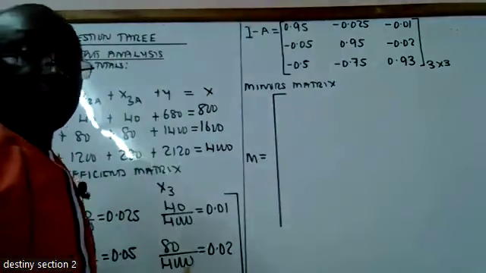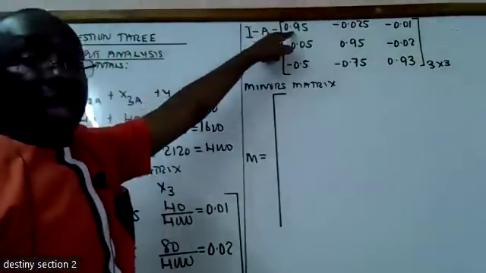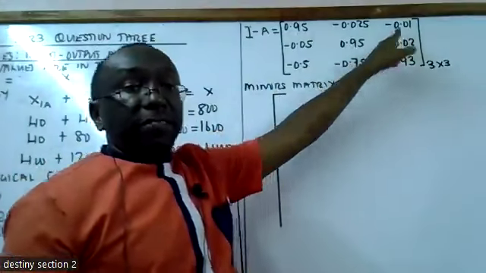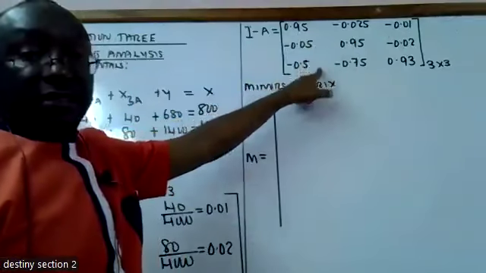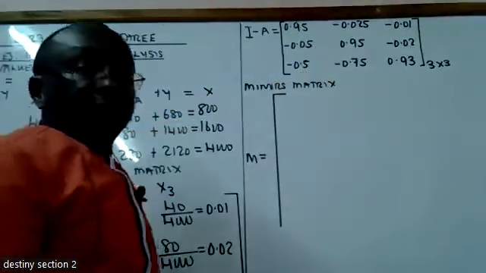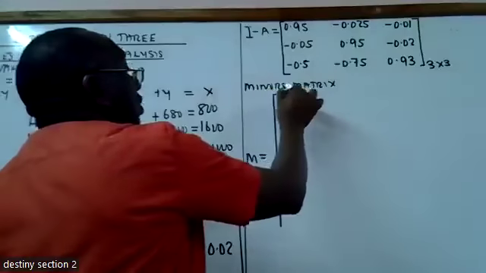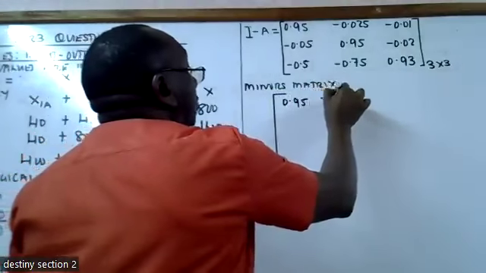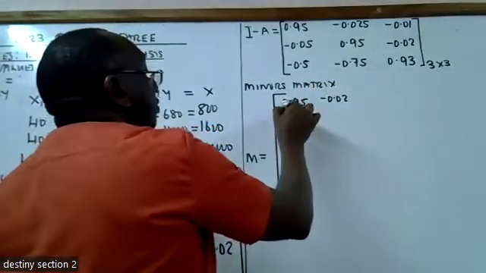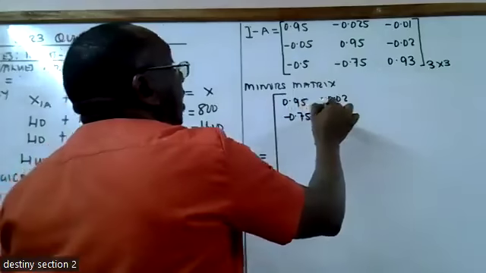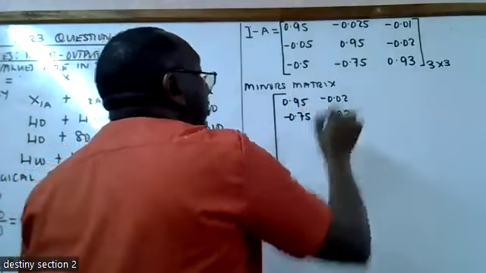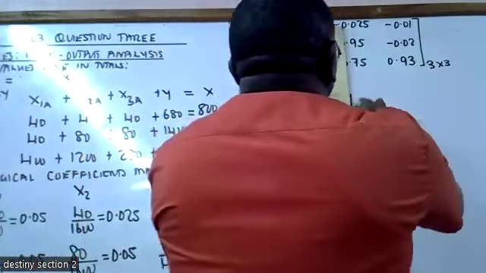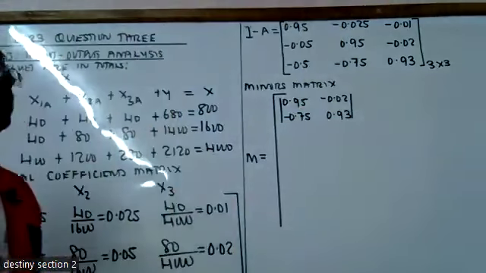Tulisema unakuja hapa kwa hii 0.95. You broke all these items in the first row and you broke these items that are in the first column. When you broke them, you are left with 0.95 minus 0.02, negative 0.75, and 0.93. Alafu these ones, unaziwekea ka stroke hivi because they are determinants. Unazifunga hivyo.